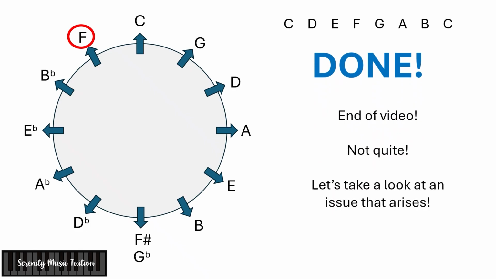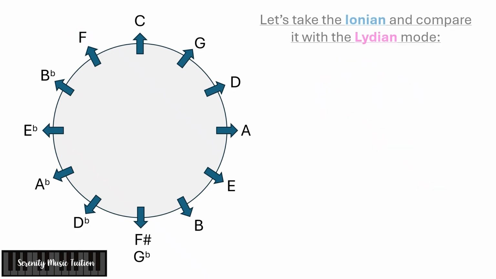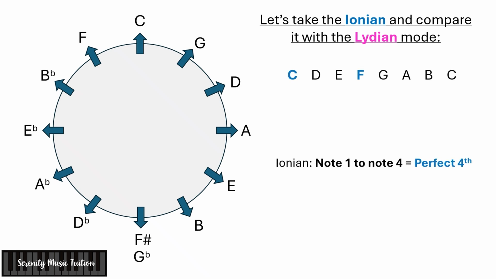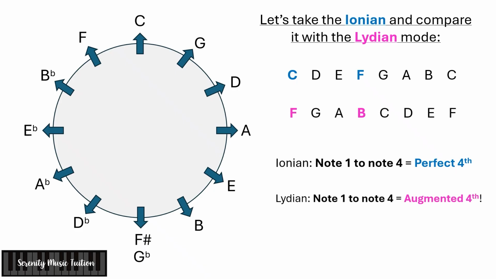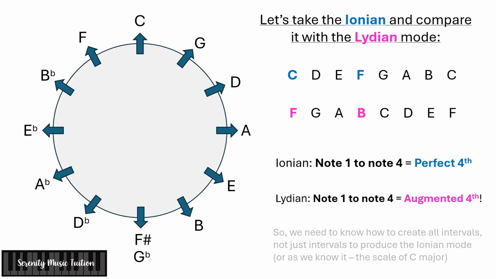Let's take a look at the issue that arises. Let's take the Ionian mode and compare it with the Lydian mode. If we go from note 1 to note 4 in the Ionian mode, it makes the interval of a perfect fourth. But if we go from note 1 to note 4 in the Lydian mode, it makes an interval of an augmented fourth. So we need to know how to create all intervals, not just intervals, to produce the Ionian mode, or as we know it, the scale of C major.